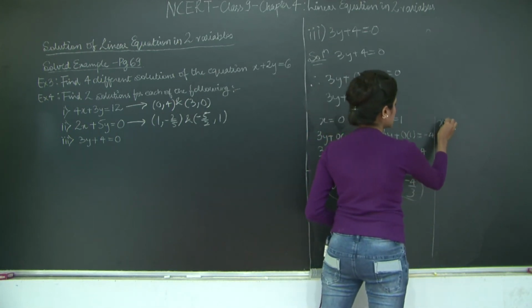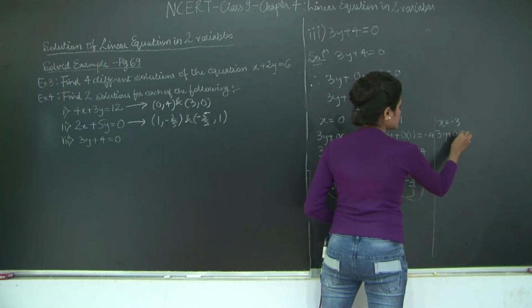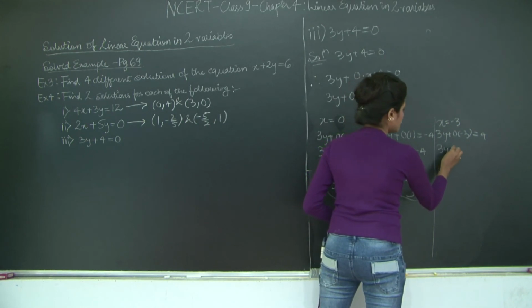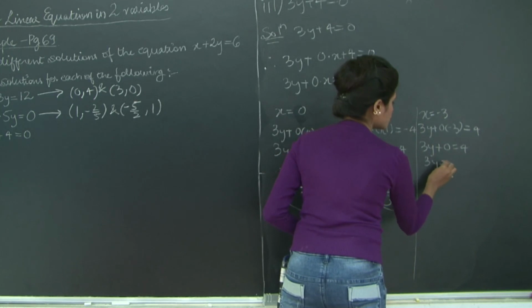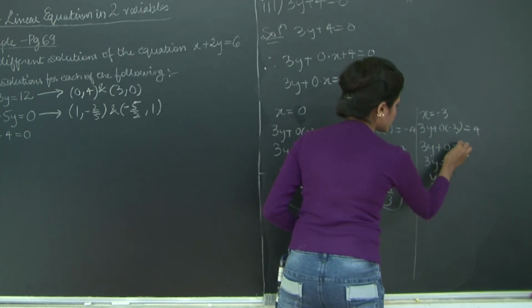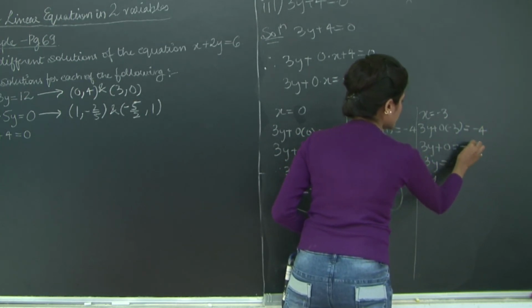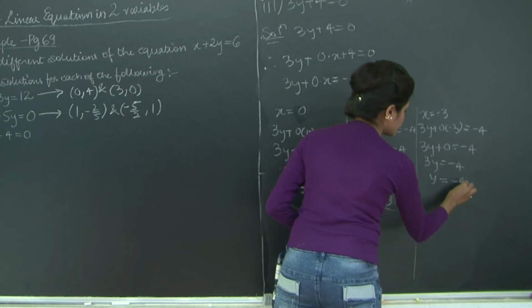I'll say let x be equal to minus 3. What do I get? 3y plus 0 into minus 3 is equal to minus 4. So 3y plus 0 is equal to minus 4. Therefore 3y is equal to minus 4. I'm sorry, this was minus 4. Therefore y is equal to minus 4 upon 3.